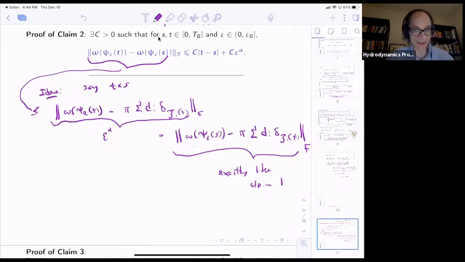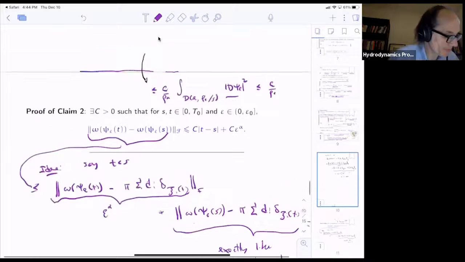And this allows us to show that the vorticity at time s, the distance it can move from the vorticity at an earlier time t, is proportional to the distance s minus t. Let me make a remark here.